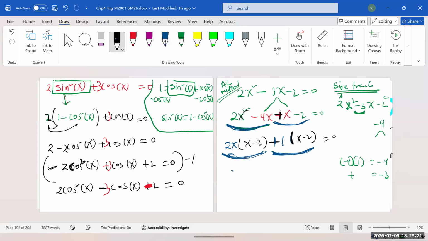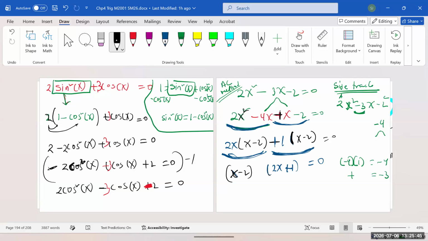X minus 2. So you take out x minus 2. Then what is left in the first group? 3x. And in the second group? Plus 1. That's the two factors you have. So yeah, utilization memory, guys, is the AC method.